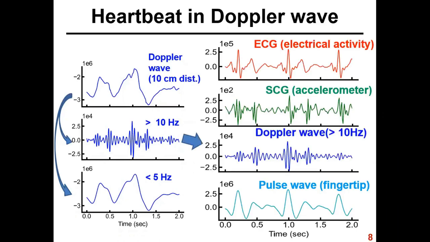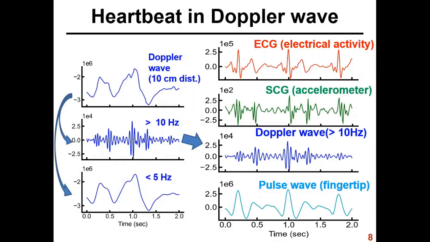The right side graphs compare the high frequency components of the Doppler wave with other vital sensors. All sensors were measured simultaneously in this measurement. As I mentioned in the previous slide, ECG is the body surface potential. It's caused by the electrical activity of the heart.